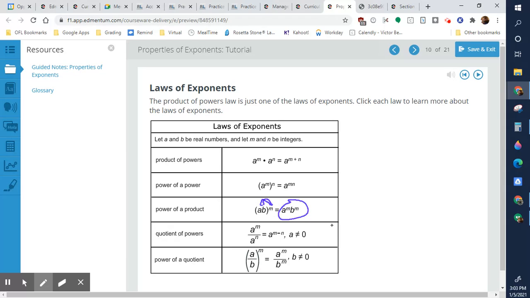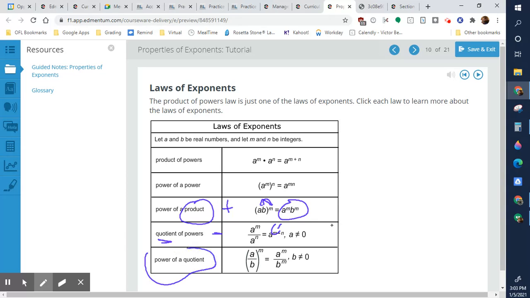Now, if you have a quotient, that's where our subtracting rule is. So just remember, product, multiplying, is adding exponents. Quotient means subtracting exponents.